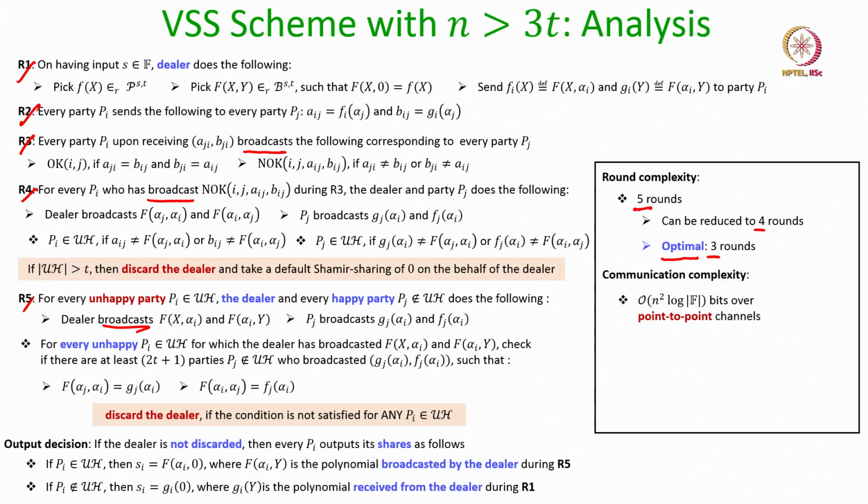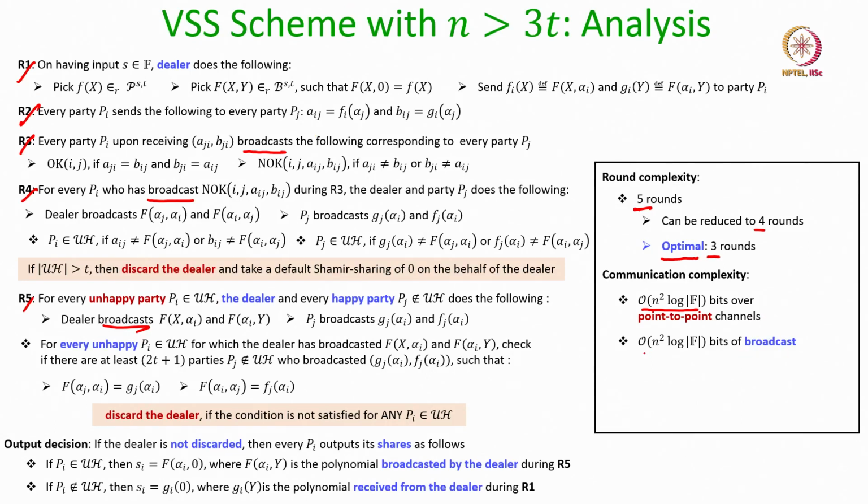Let us do the communication complexity analysis. How much communication is done by the honest parties here? Over the point to point channels, n square log of field size number of bits are communicated, because the dealer has to communicate the row and column polynomials to every single party, and then between every pair of parties P_i and P_j, 2 values are communicated over the point to point channels as part of the pairwise consistency check. So, that involves the communication over the point to point channel.